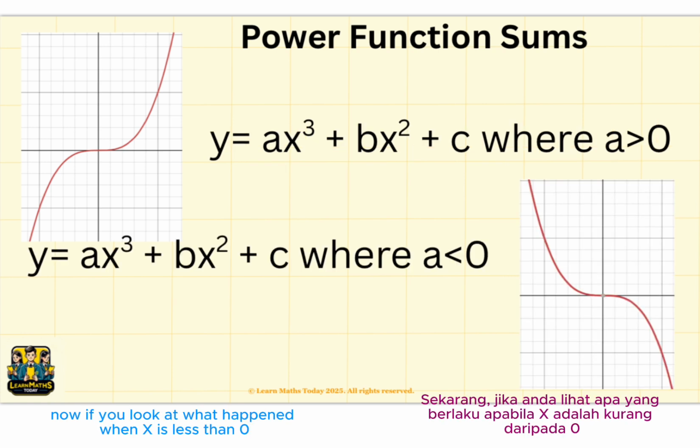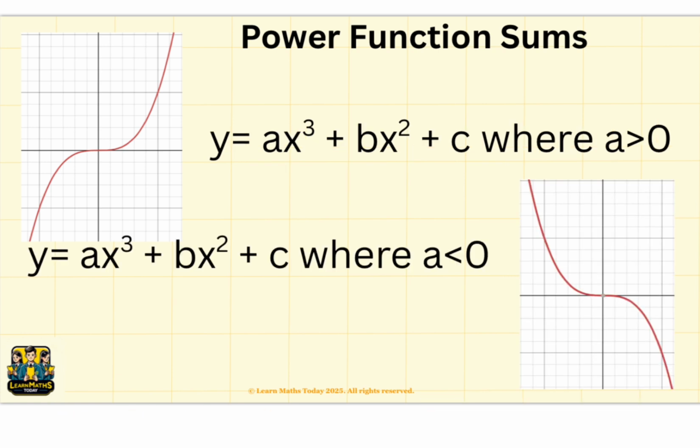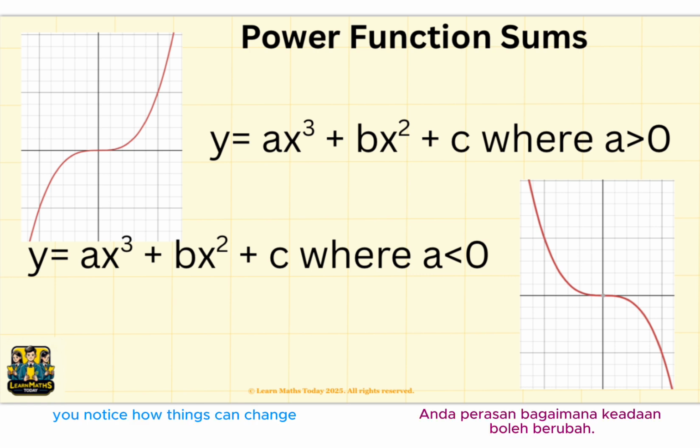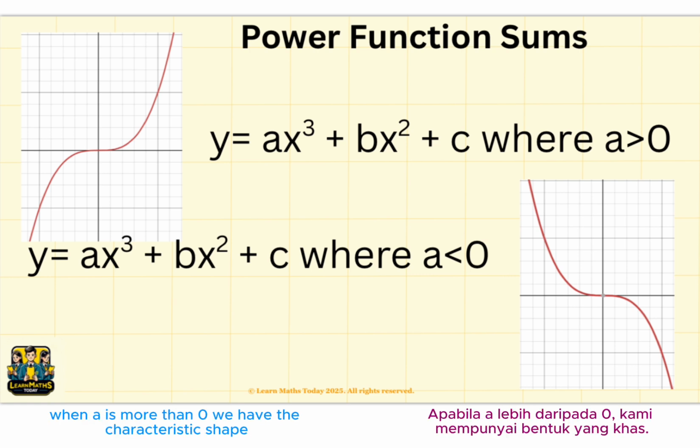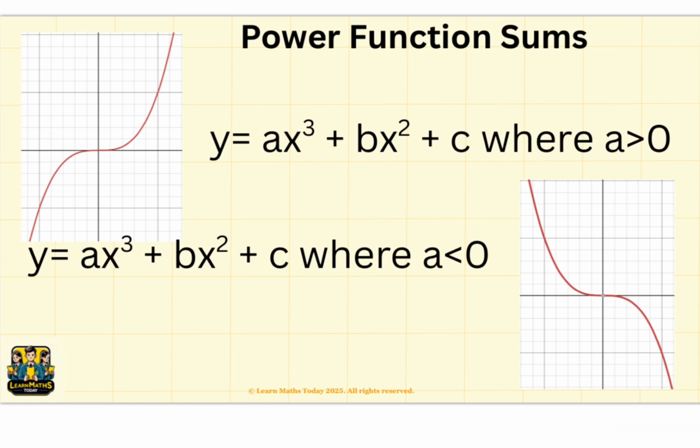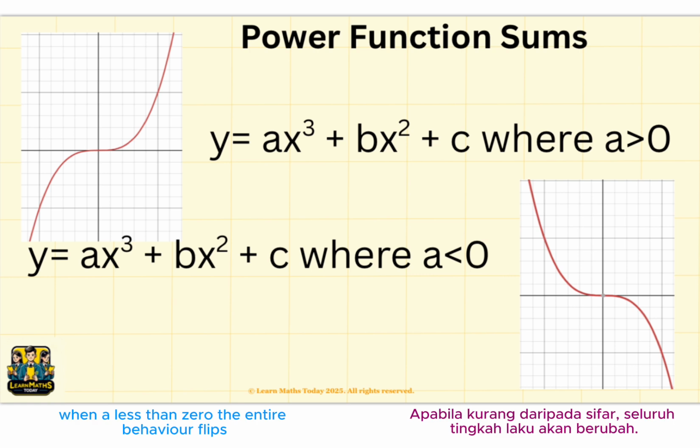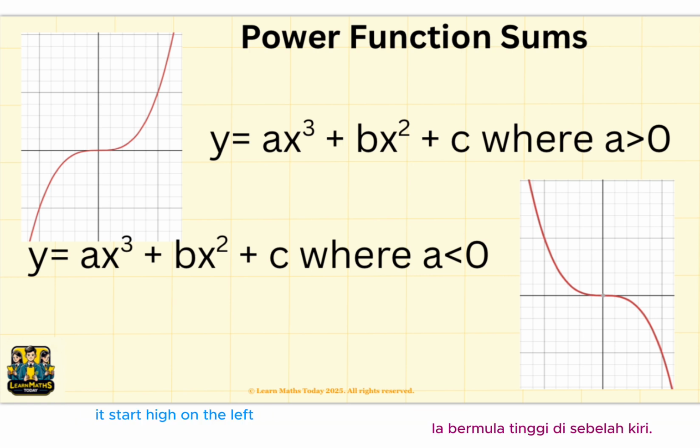Now, if you look at what happens when x is less than 0, you notice how things can change. When a is more than 0, we have the characteristic shape that starts low on the left, rises through the middle, and then shoots outwards on the right. When a is less than 0, the entire behavior flips. It starts high on the left, and then it plunges to the right.